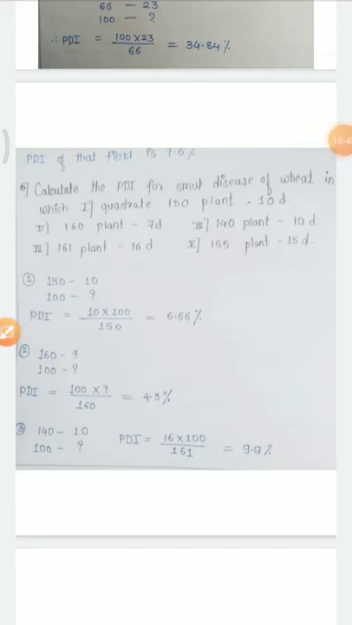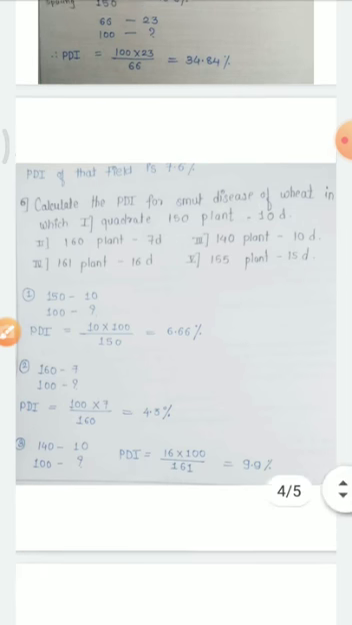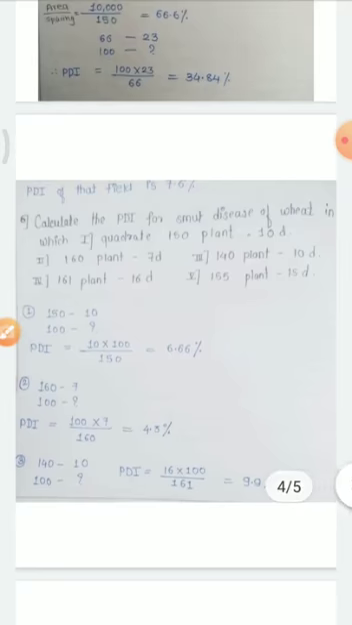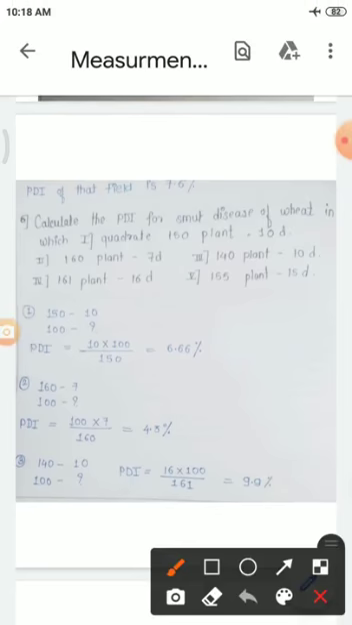Then let us see the sixth example, the new type of example that will be compulsorily asked in the examination. That is, calculate the PDI for smut disease of wheat, in which the quadrant is given. That means, suppose the quadrant is given.